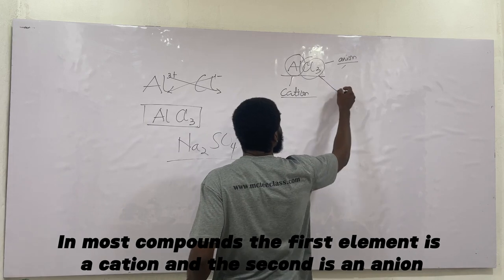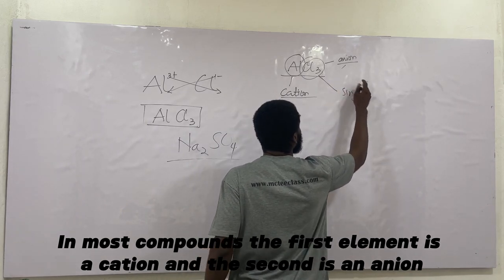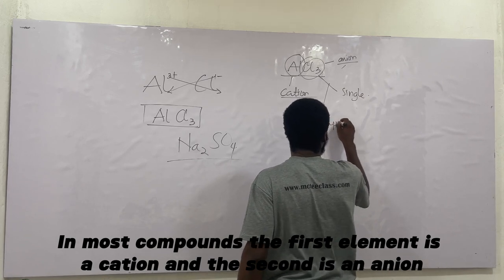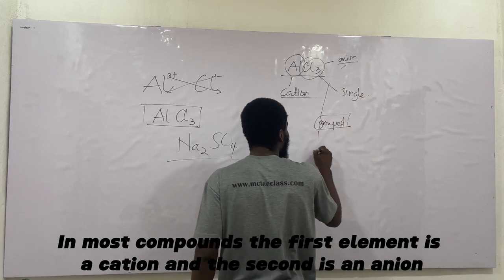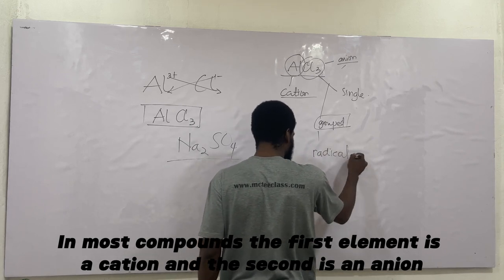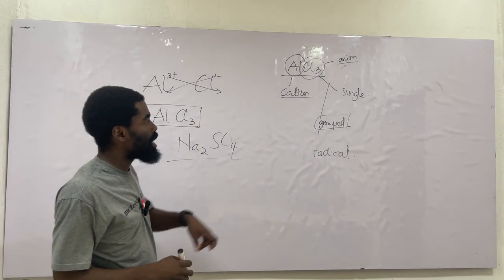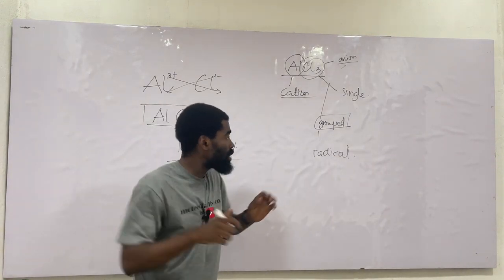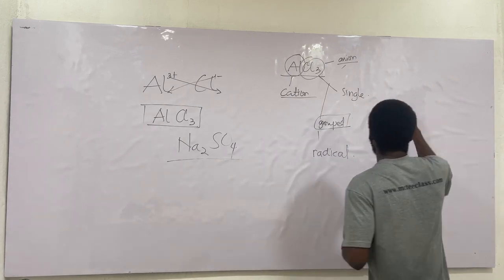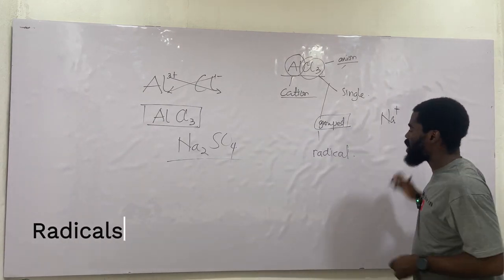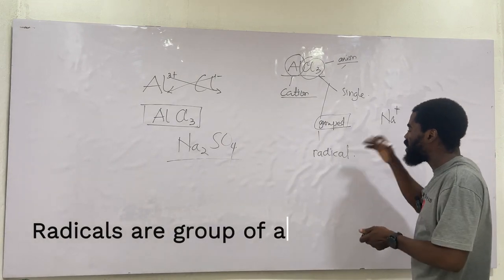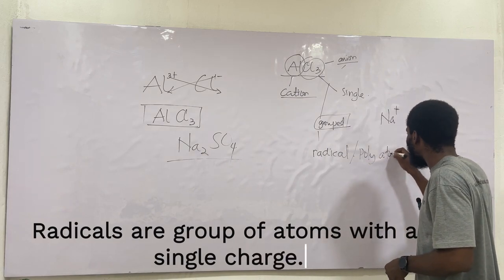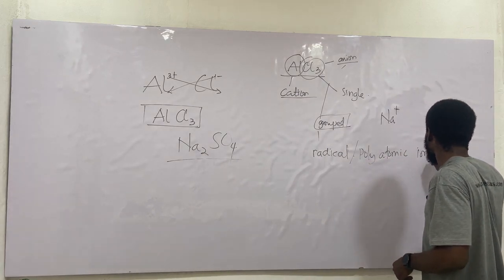That anion can be a single one, or it can be grouped. When they are grouped, we call them radicals. What are radicals? They are a group of atoms with a single charge, not a single one like Na+, which is a single ion. A group of atoms come together to give us a single charge, and we call them radicals or polyatomic ions.